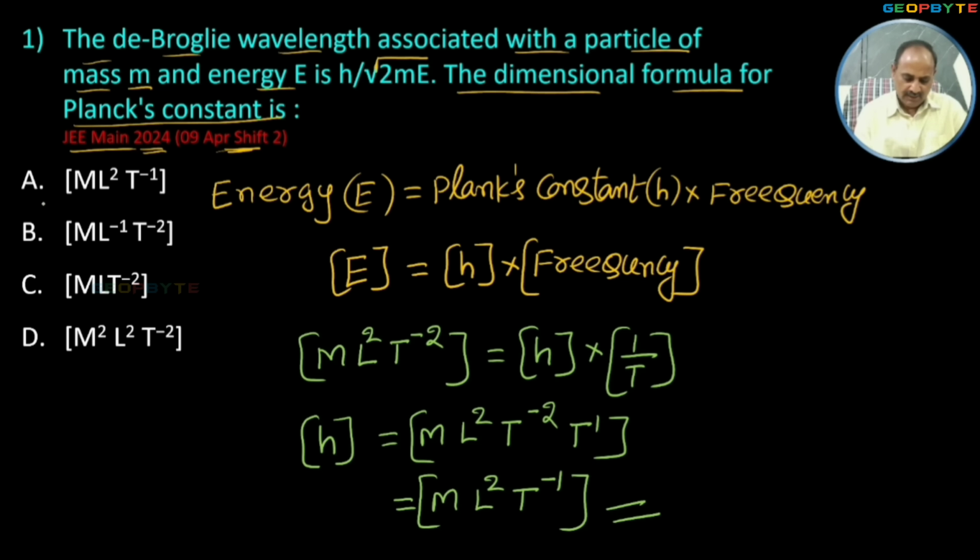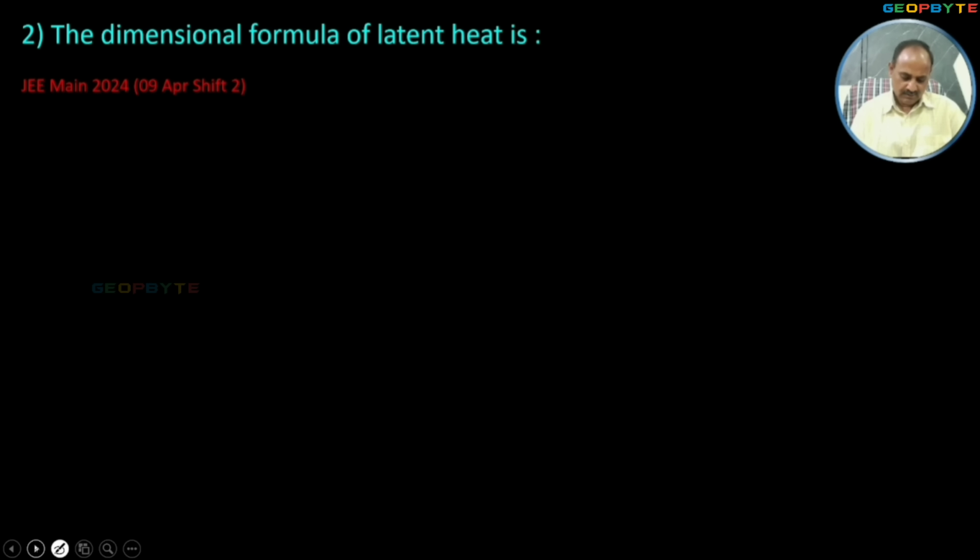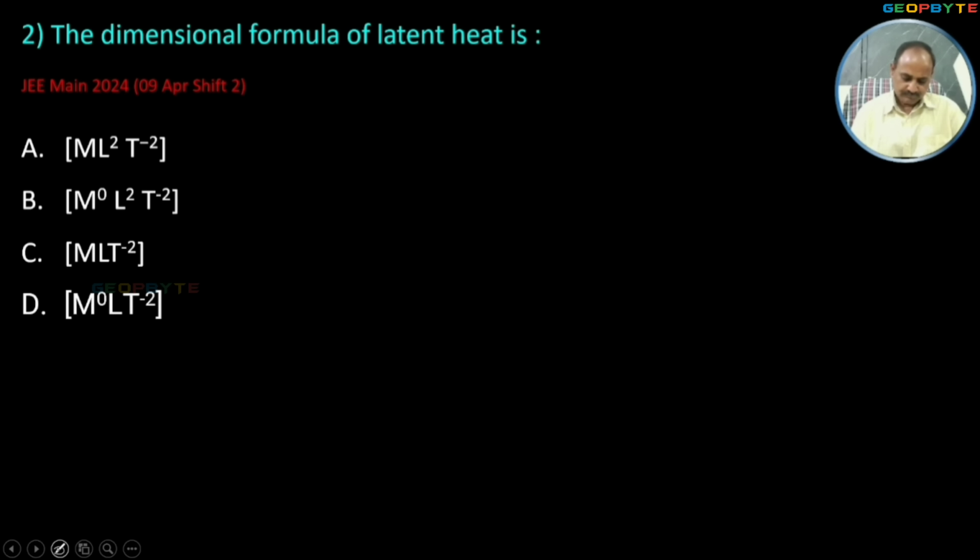Look at option A. Option A is absolutely correct. Understood clearly? Yes. Then look at the next question. Try to read it clearly. It is asking the dimensional formula for latent heat.